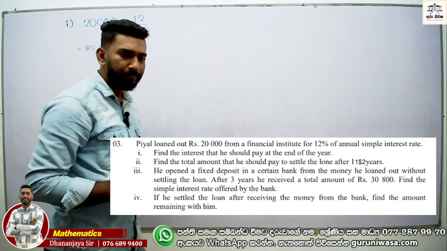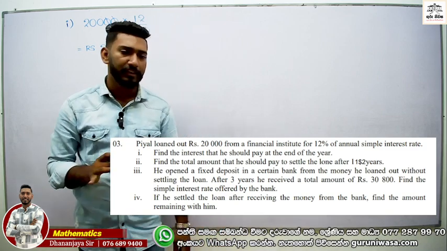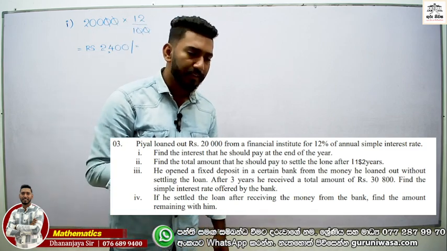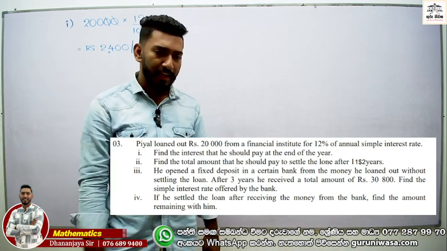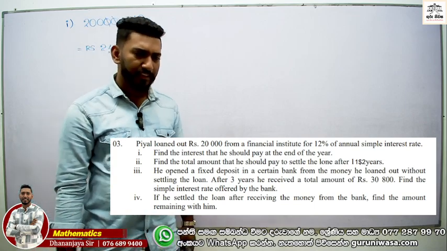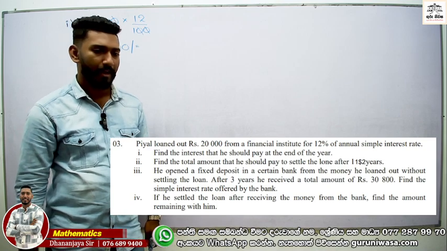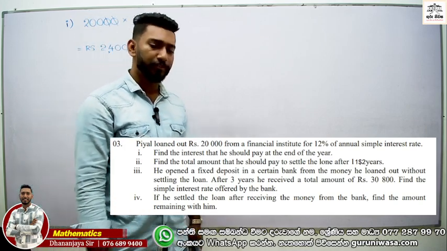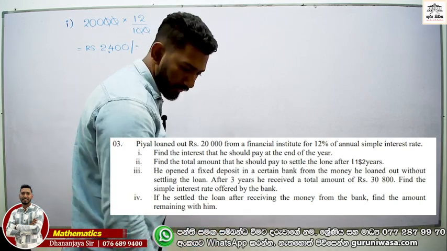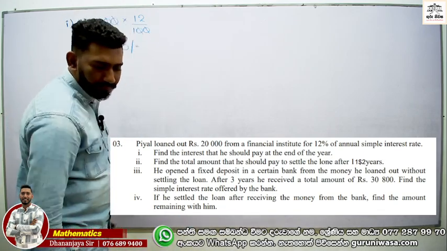And next one, find the total amount that he should pay to settle the loan after 2 years. Here it says 1 and 2 years. Let's take 2 years. After 2 years. It isn't printed. After 2 years.